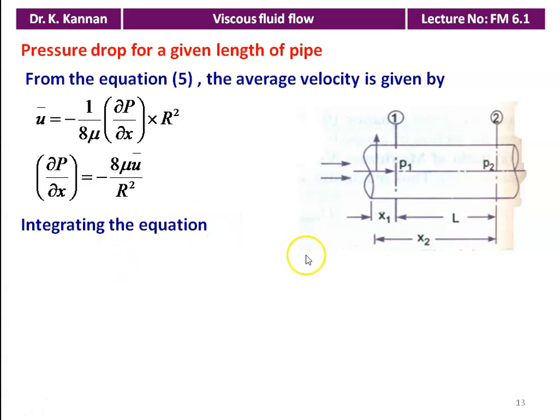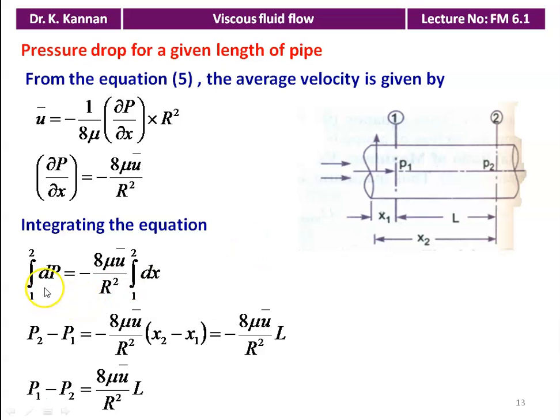Now rearranging and integrating this equation: integral of dp from 1 to 2 equals minus 8 mu u bar by R square into integral of dx from 1 to 2. Integrating the left side gives P2 minus P1, and the right side minus 8 mu u bar divided by R square into (x2 minus x1). So x2 minus x1 equals L, giving minus 8 mu u bar L divided by R square. To drop the negative sign, instead of P2 minus P1, we take P1 minus P2, the pressure drop in the direction of the flow. So it is equal to 8 mu u bar L divided by R square.